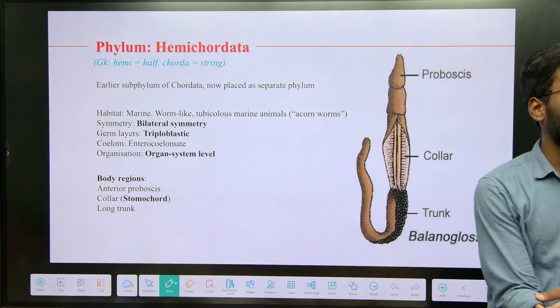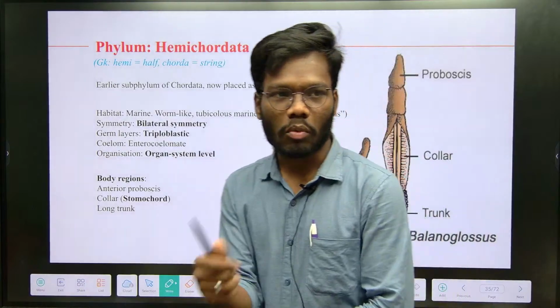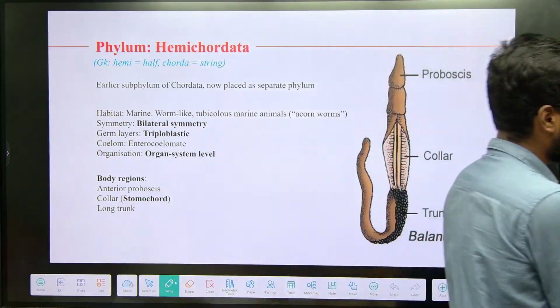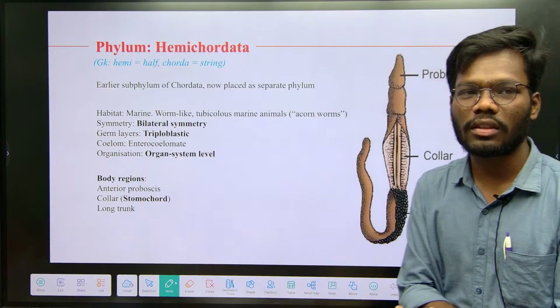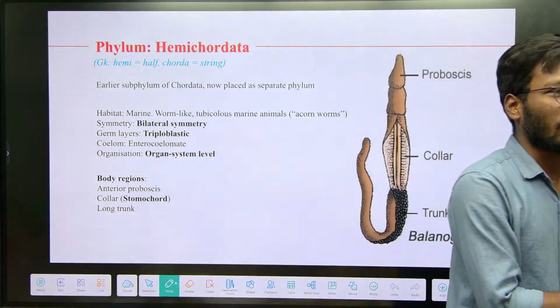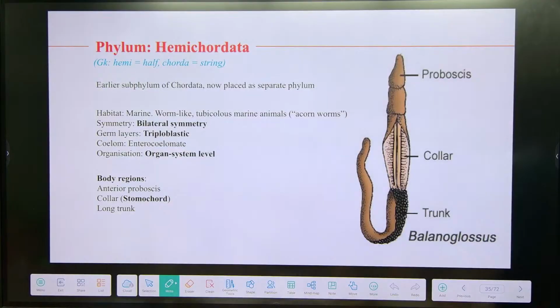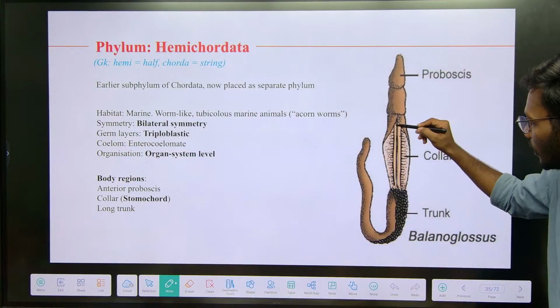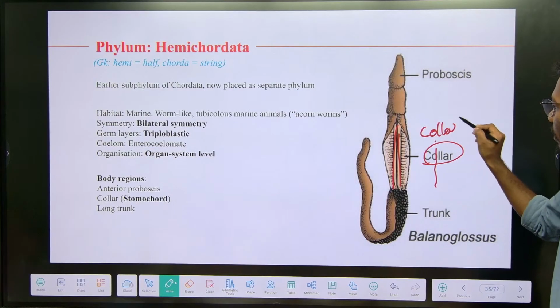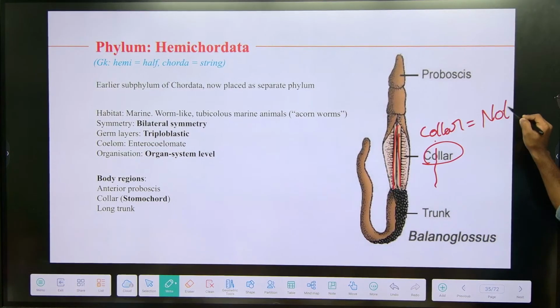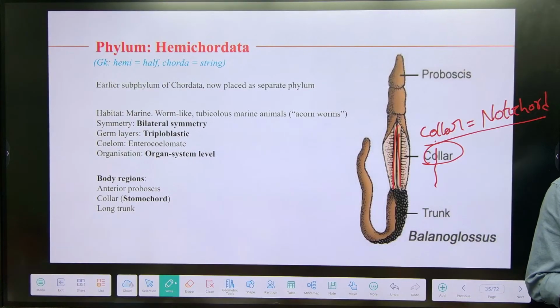The final one is hemichordata. Someone asked this morning whether hemichordata is chordata or non-chordata. Previously they mentioned it is in chordata, but after that they placed it in non-chordata. Why? Because there is a structure called the collar, which resembles a notochord, but it is not a notochord.